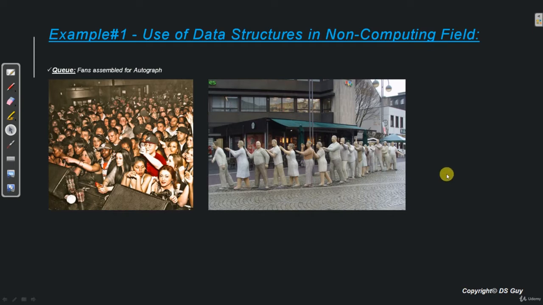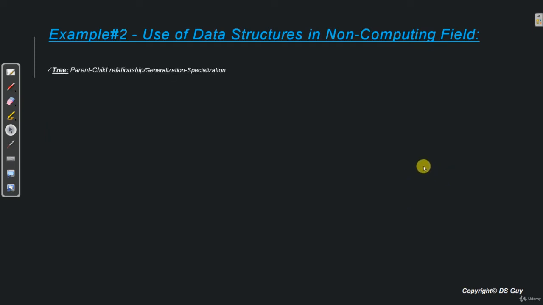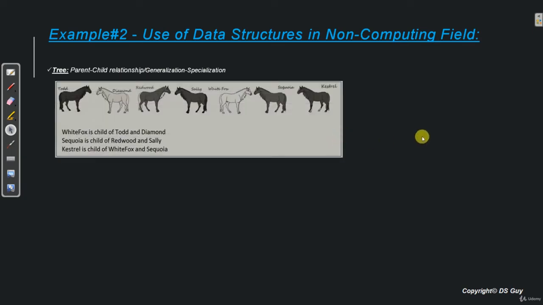Fine. Now let's take one more example, of a tree. So a tree is basically used for parent-child relationships. So let's say we have different horses over here with different names and we are given the relations over here, that is, White Fox is a child of Todd and Diamond, and so on.